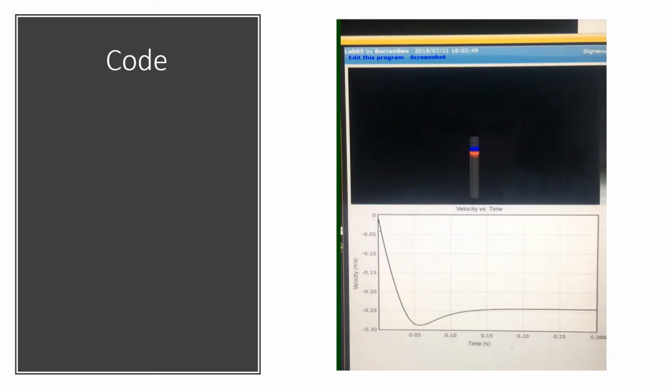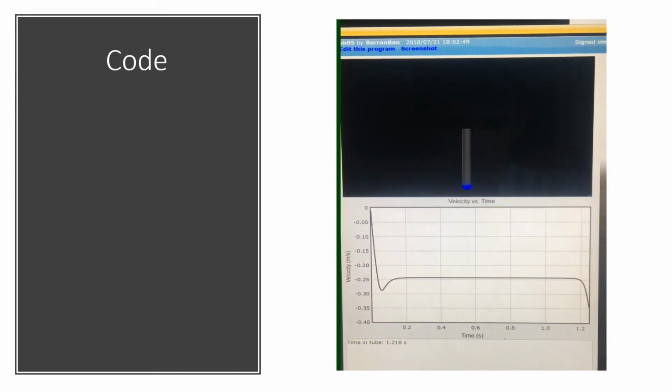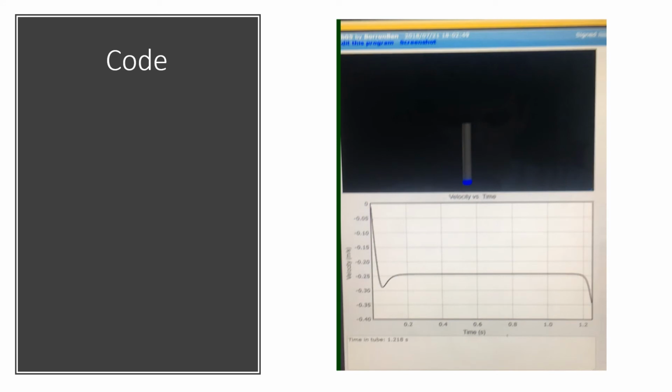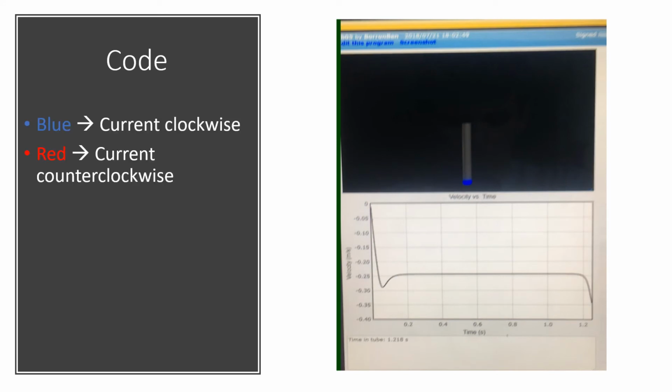When this code is run, it can be seen that it takes 1.218 seconds to make it all the way through. Furthermore, it can be seen that red indicates current flow in the counterclockwise direction from above, since its magnitude increases from above the magnet, meaning that the change in flux is in the negative direction. Thus, to oppose this change in flux, a magnetic field is created pointing upwards, which creates a current in the counterclockwise direction. It can be shown in a similar manner that blue indicates current flowing in the clockwise direction.